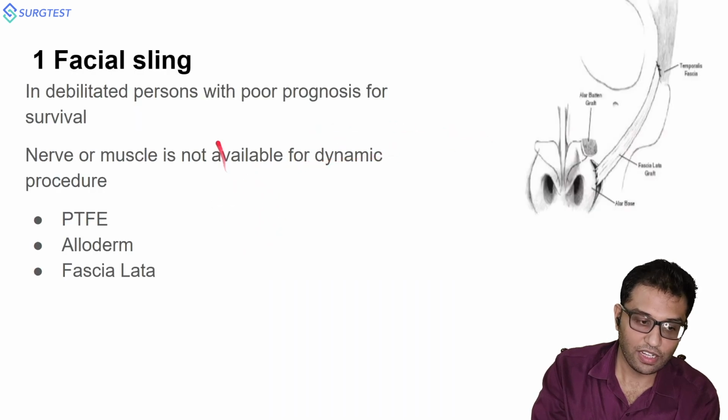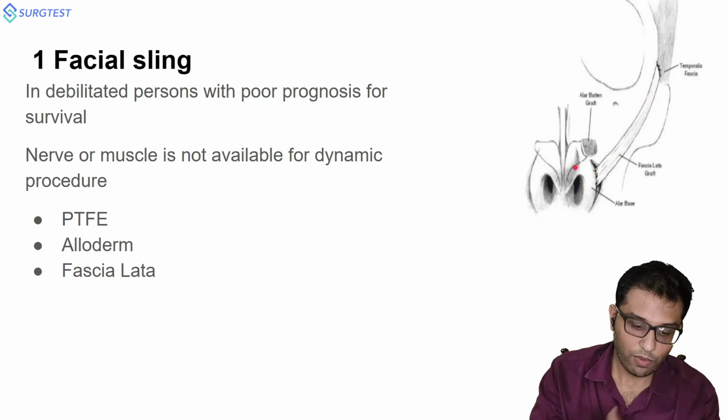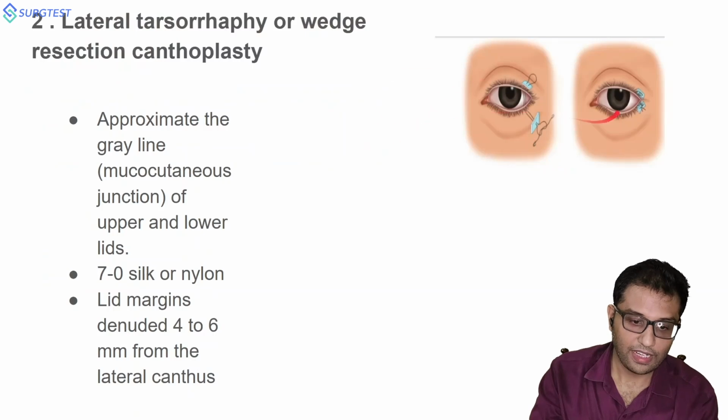Number one is a facial sling. It is used in debilitated patients with poor prognosis of survival, or when the nerve or muscle is not available for a dynamic procedure. We use a facial sling using polytetrafluoroethylene, AlloDerm, or fascia lata, and we just suture it over that area so that the angle of mouth problem is gone. The second is the lateral tarsorrhaphy.